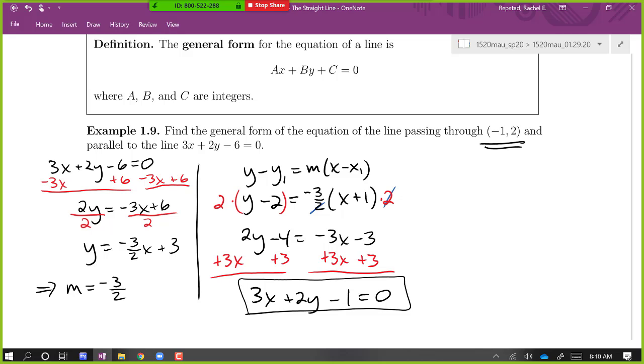How's that? Are there any questions on this example or the previous one before we talk about circles? Okay.